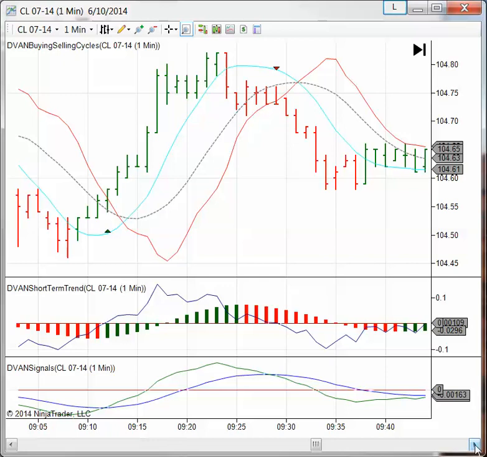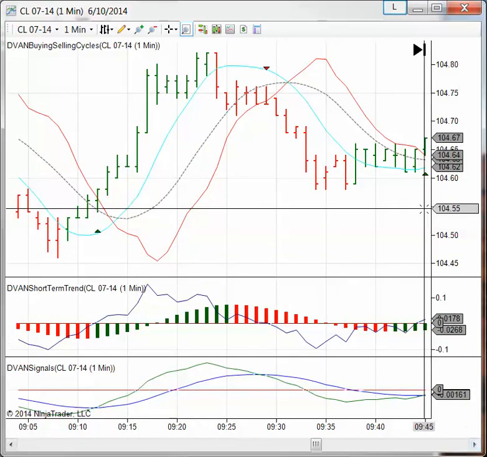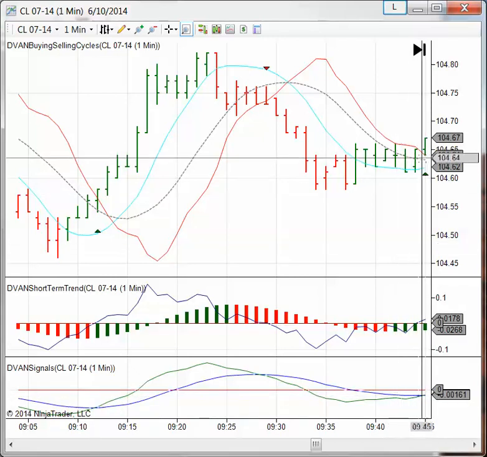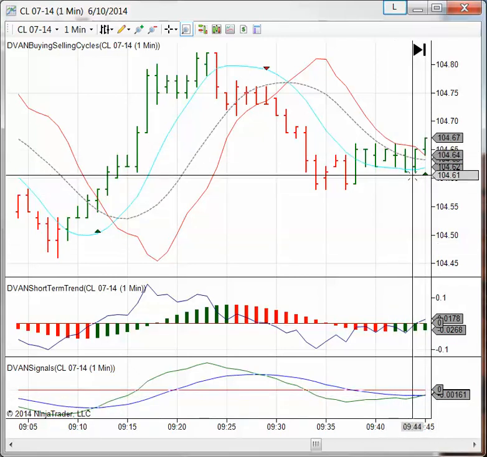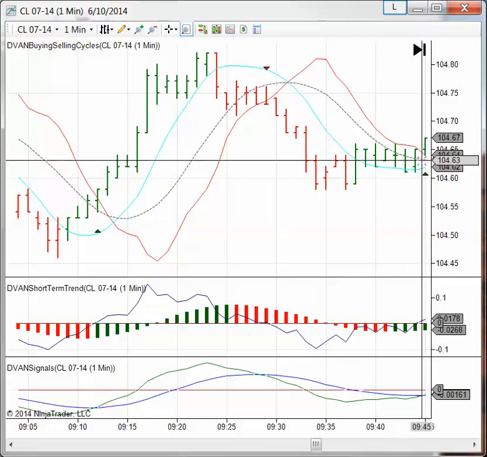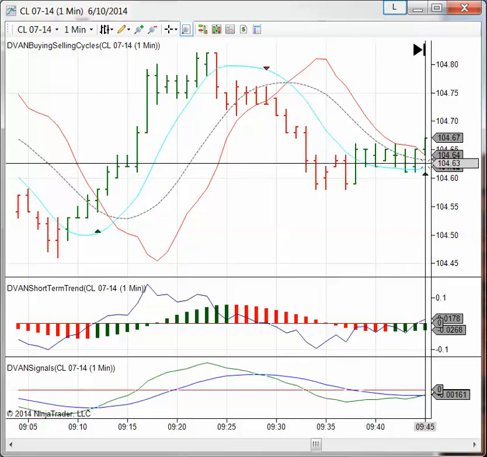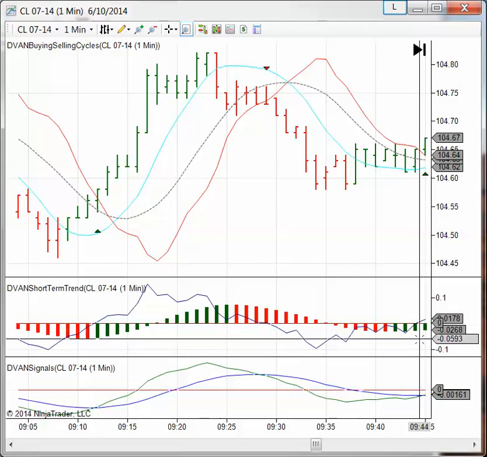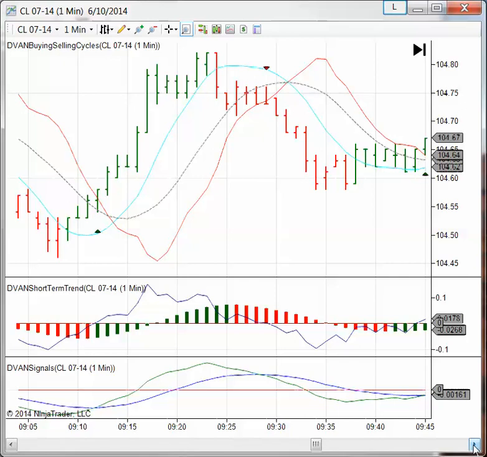Bottoming process continues. This bar at 9:45, we finally get a cross of DVAN signals. The algorithm line crosses above the baseline. We've pushed up above the pivot line, meaning that the trend is now up. Prices have closed above this pivot line with green price bars, meaning there's buying pressure dominance. We also see the leading line, the blue line here, moving up above zero, so we're going to be long.